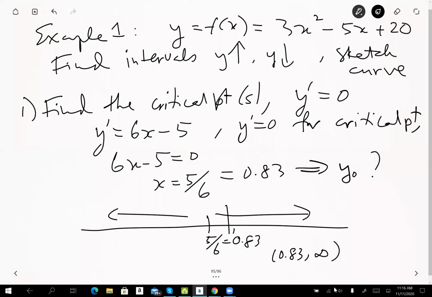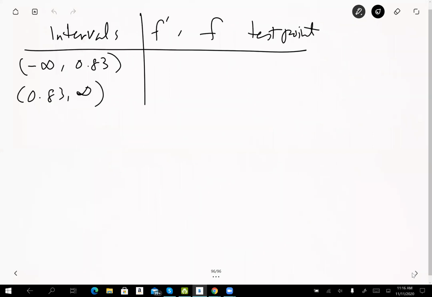So for that interval, you take test point x equal to 1. Then you substitute into the f prime or y prime, equal to 6x minus 5. So 6 multiplied by 1 minus 5 is equal to 1. Now 1 is positive, so the derivative is positive. Derivative positive, what does it tell you about the function? Going up or going down? Increasing or decreasing? Going up, increasing.